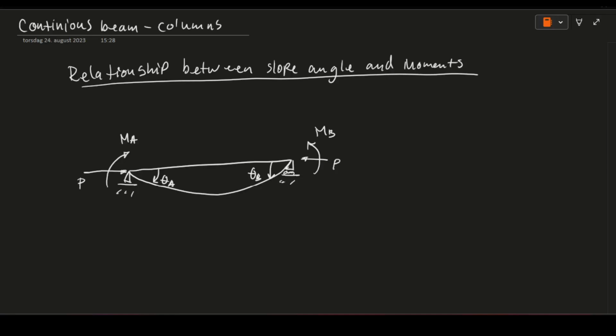Okay, so this is a lecture on continuous beams or continuous beam columns, and we want to derive the relationship between the slope angle and the moments. So let's say that we have a simply supported beam with the end moments MB and MA. So we have the angle theta A and theta B. So we want to derive whether our moments applied at A and B, aka MA and MB.